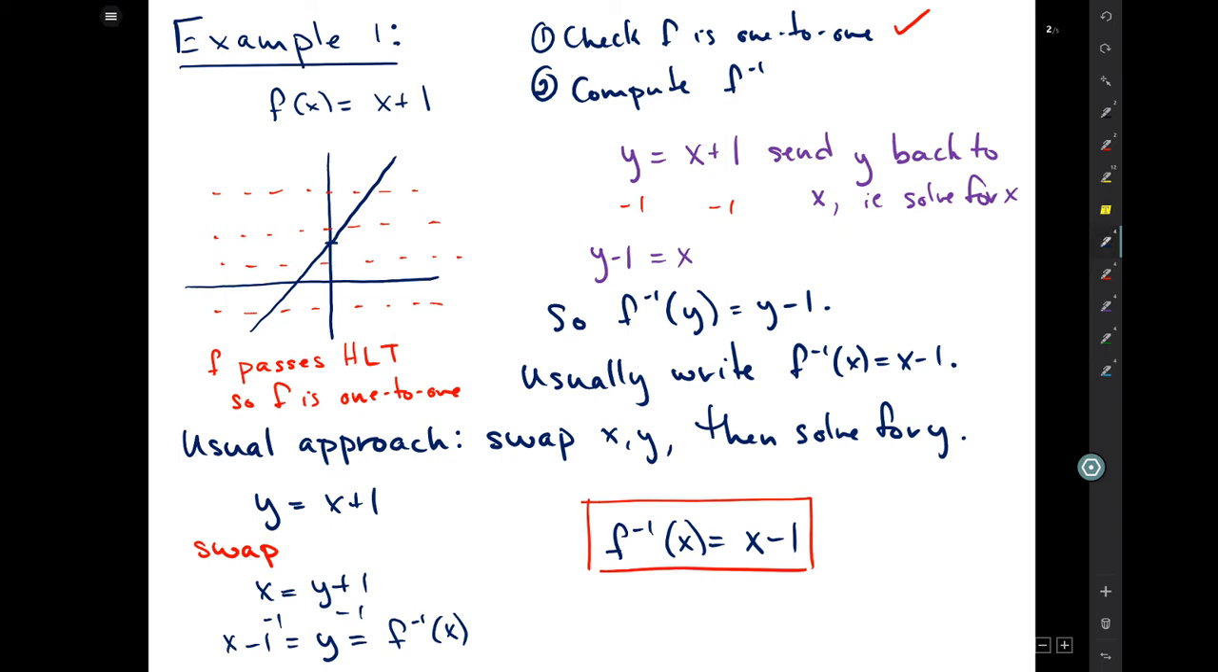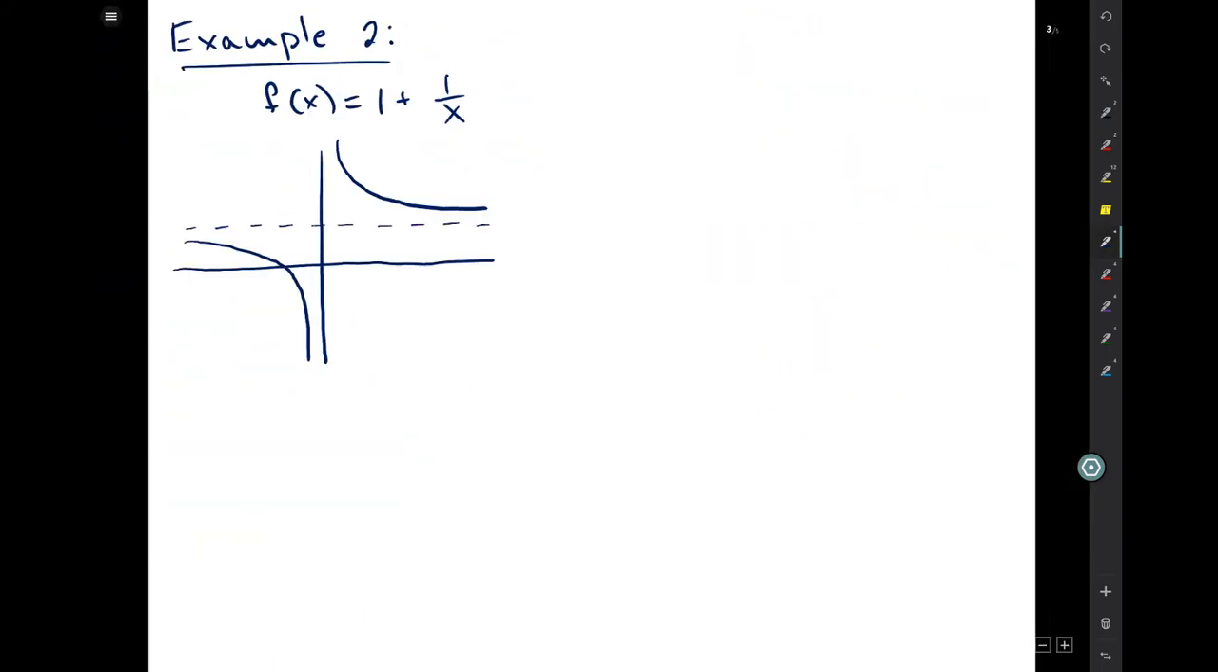Let's see another example, because this process is a little bit complicated. Here is a more complicated function, f of x equals 1 plus 1 over x. I've graphed it so that we can see, again, this function passes the horizontal line test. It also has a vertical asymptote and a horizontal asymptote. So this f passes the horizontal line test, so f is 1-to-1.